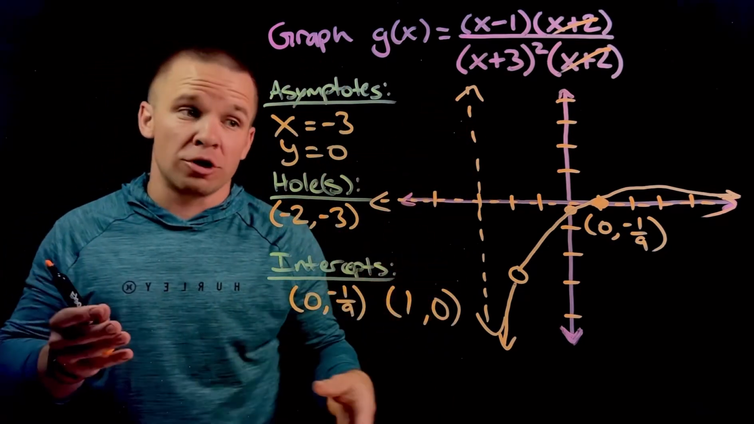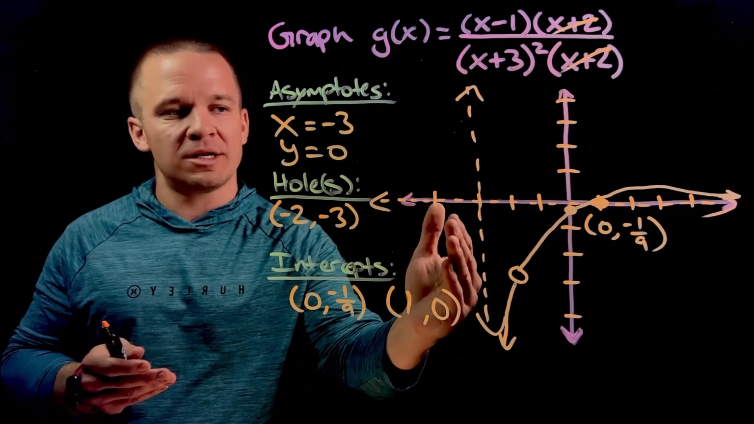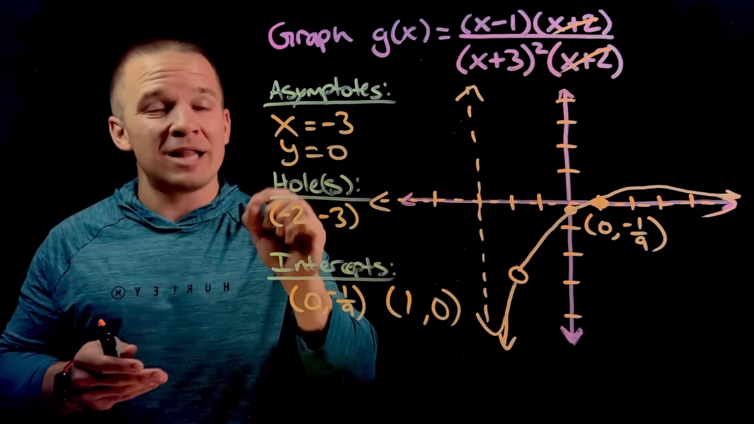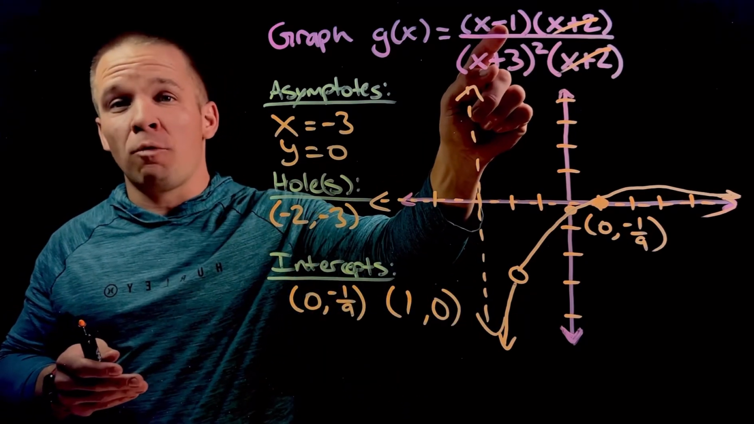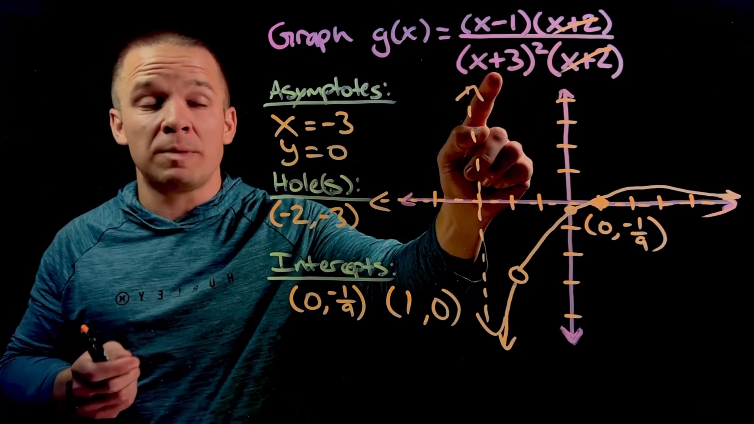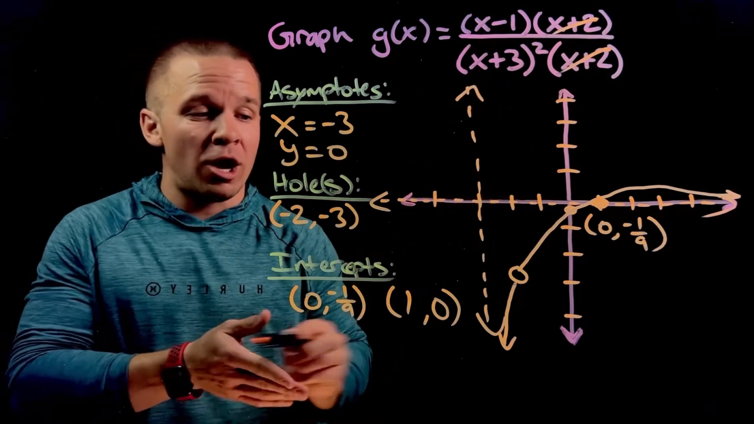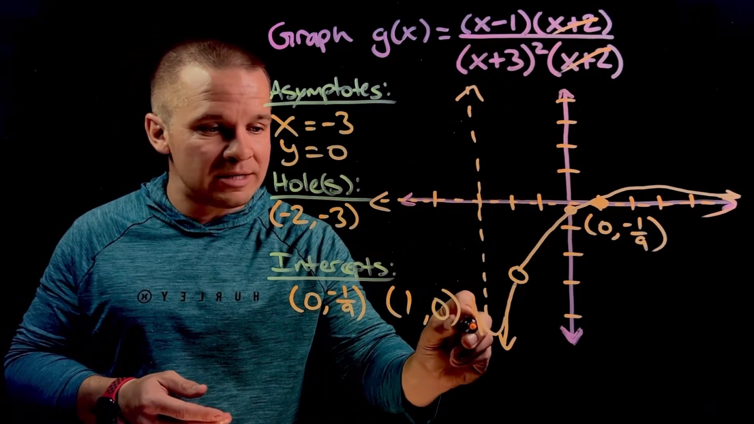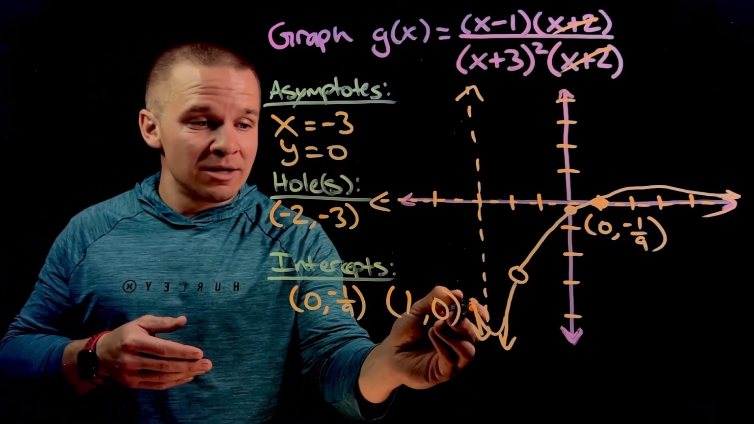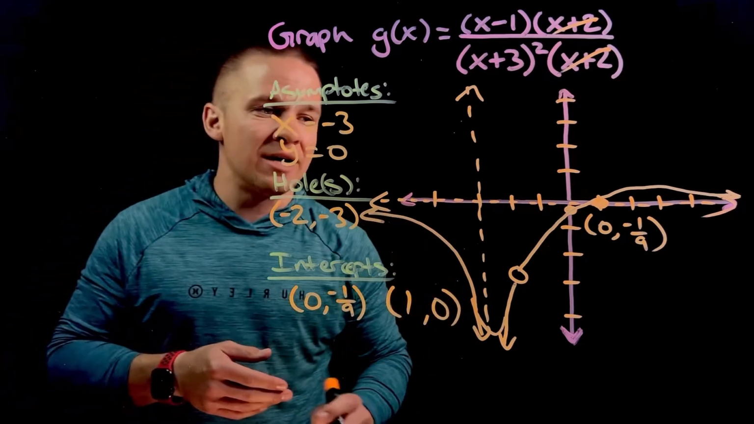Now, if you're not sure, you can always do a test point, all right? So I'm going to do a test point just to the left of this one here. How about like -3.1? If I plug that in, -3.1 up here is going to be a negative number. Right here, since it's being squared, is going to always be positive. A negative divided by a positive gives me a negative overall, meaning this graph is going to be pointing down right here, right? It's going to be pointing down, which means this thing is going to come up like this and then follow that horizontal asymptote.